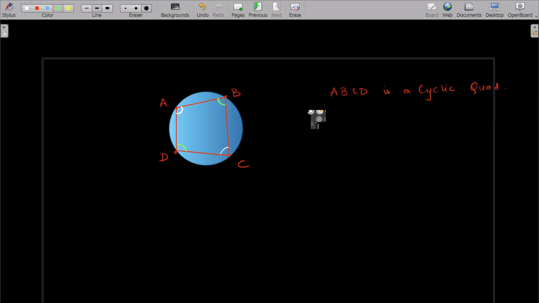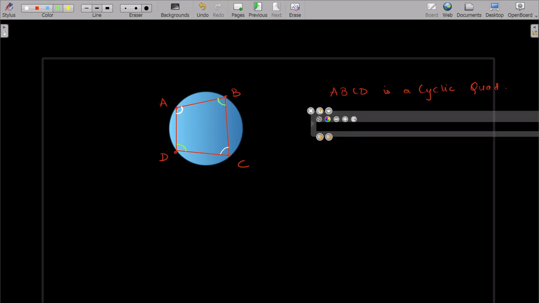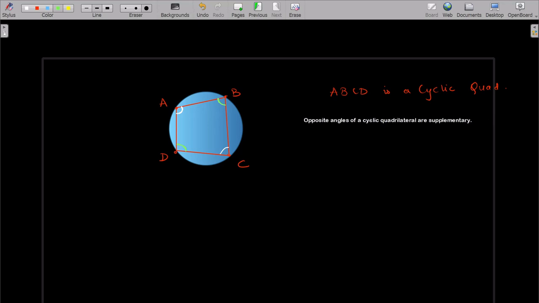So in a cyclic quadrilateral, opposite angles of a cyclic quadrilateral are supplementary. You should know supplementary means 180 and complementary means 90. Okay.